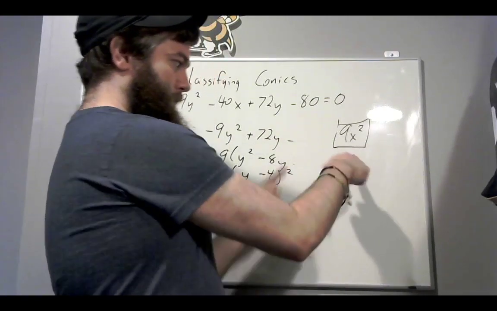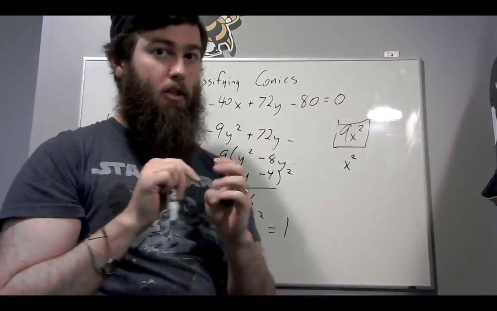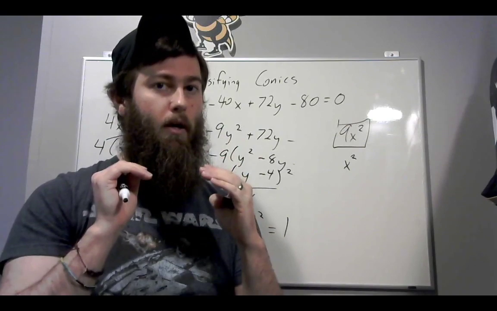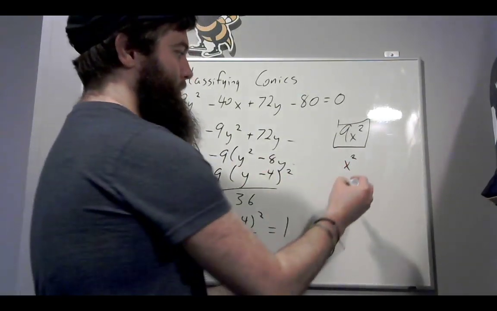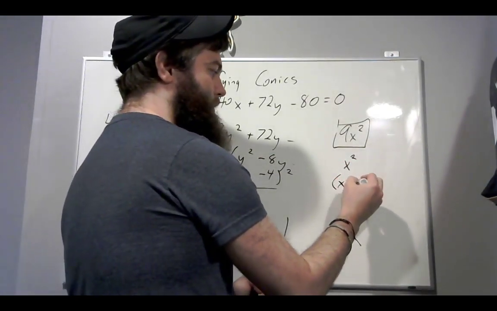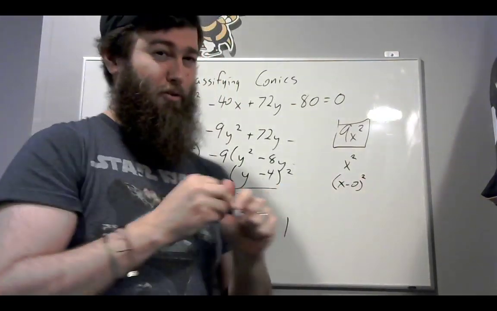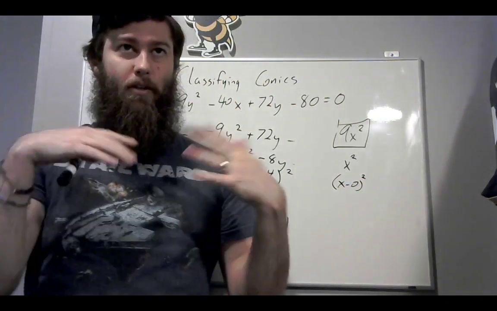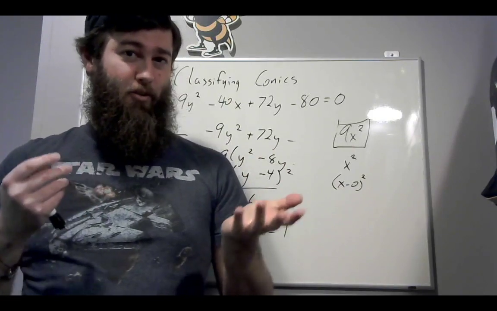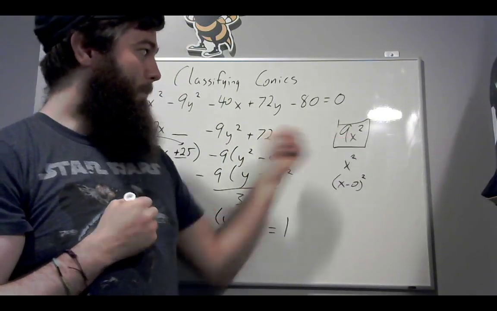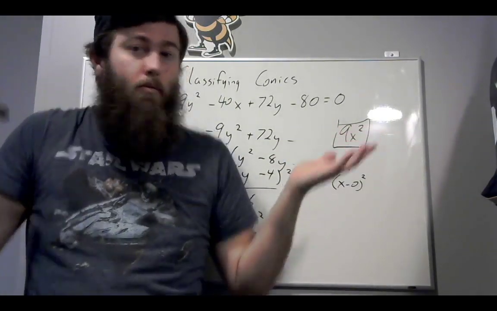Since this is just x squared, that means your center has an x value of 0, because this is kind of like saying (x minus 0) quantity squared. So you could complete the square using a 0 if you really wanted to, but that is a square already. So you're done.